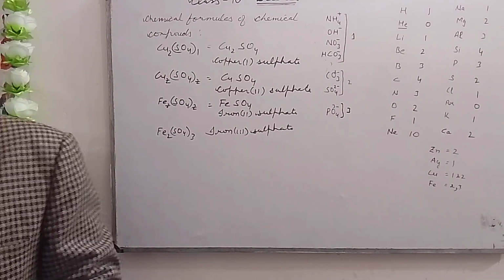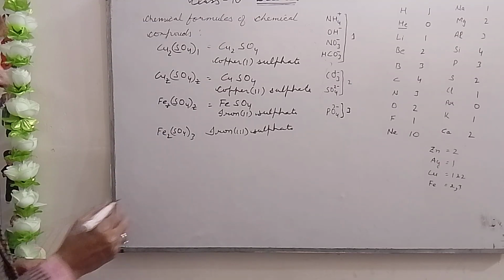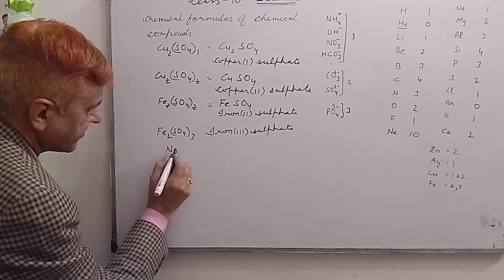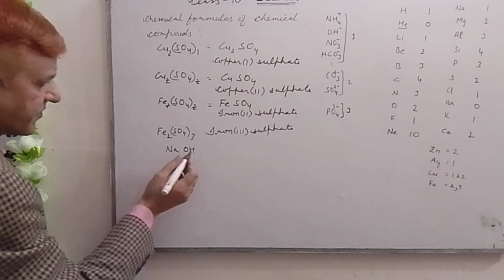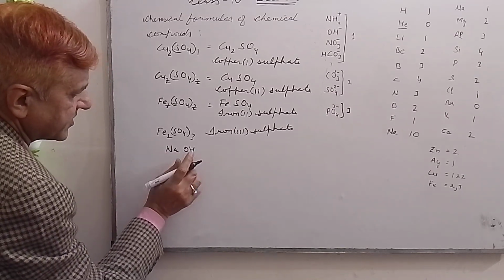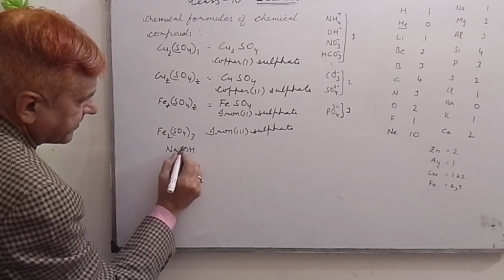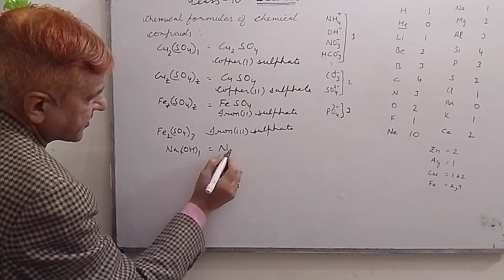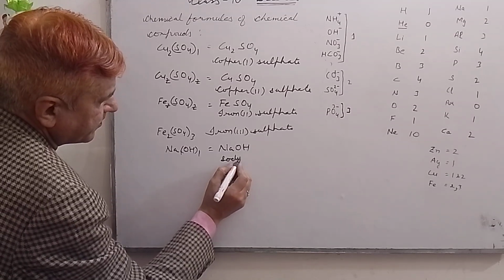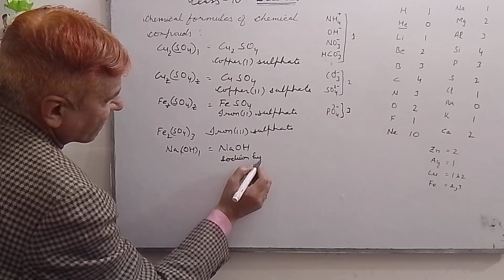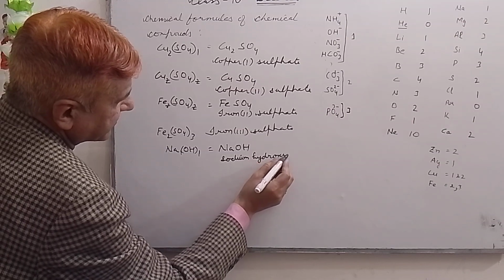Then we have sodium hydroxide. What is the valency of hydroxide? It is 1. What is the valency of sodium? 1. So 1 and 1. So this is sodium hydroxide.